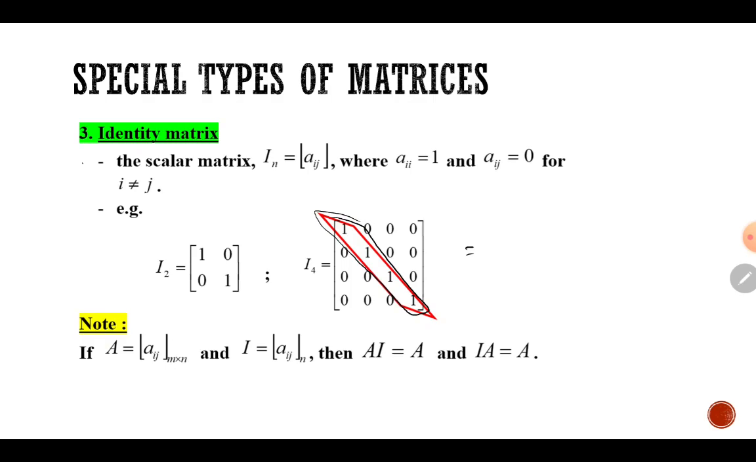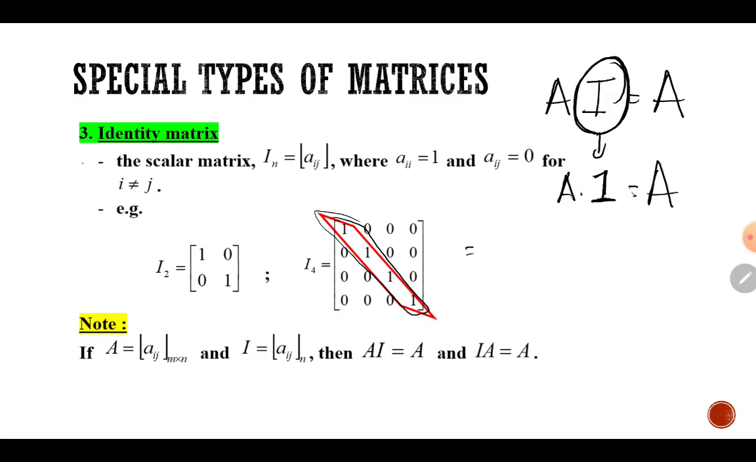Maknanya identity matrix ni, kalau kita have any matrix yang sama size, okay, katakanlah matrix A, you multiply with matrix I, you will get back A. Kenapa dia jadi macam tu? Sebab nilai this identity matrix ni dia sama dengan 1. Okay, so kan any number you multiply with 1, you will get back the matrix itself, A. Tak percaya, you boleh try.